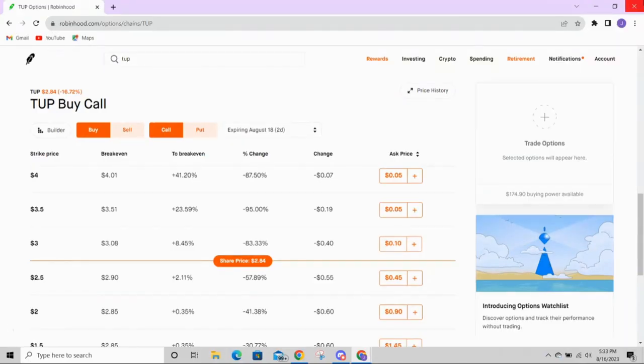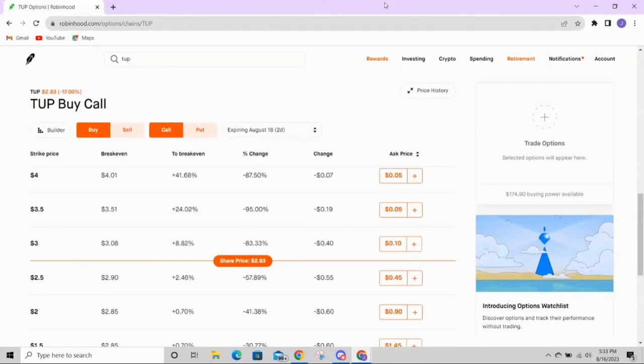Now let's see what it looks like on an actual trading platform. I got Robinhood pulled up right now, but it should look the same on all the major trading platforms. I just picked a random stock to look at, so we're looking at Tupperware. It's been pretty volatile lately, so I figured this would be a good example to look at.